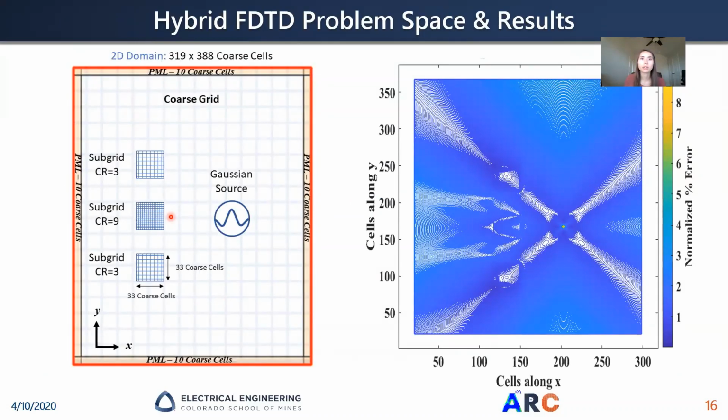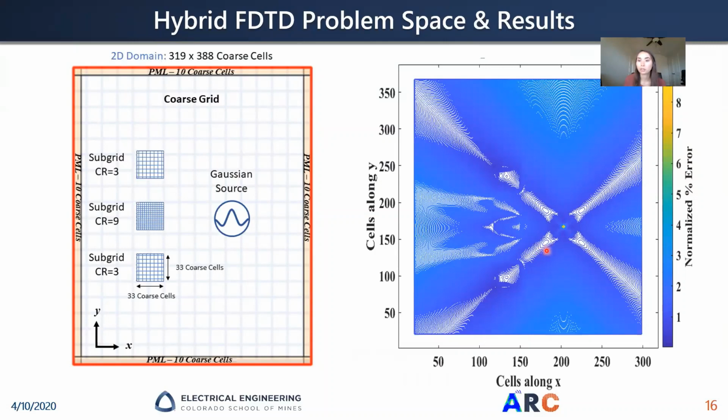So here we have the hybrid finite difference time domain problem space on the left here with the results on the right. If we go over the domain, it's a little bit larger than the previous one just to accommodate the extra subgrids. So you can see here we have 3 subgrids. There's 2 with a contrast ratio of 3 and 1 in the middle with a contrast ratio of 9. And then again, another Gaussian source, but now instead of being inside the subgrid, it is outside the subgrid. So that's why we're seeing some of these errors here right at where the source begins.